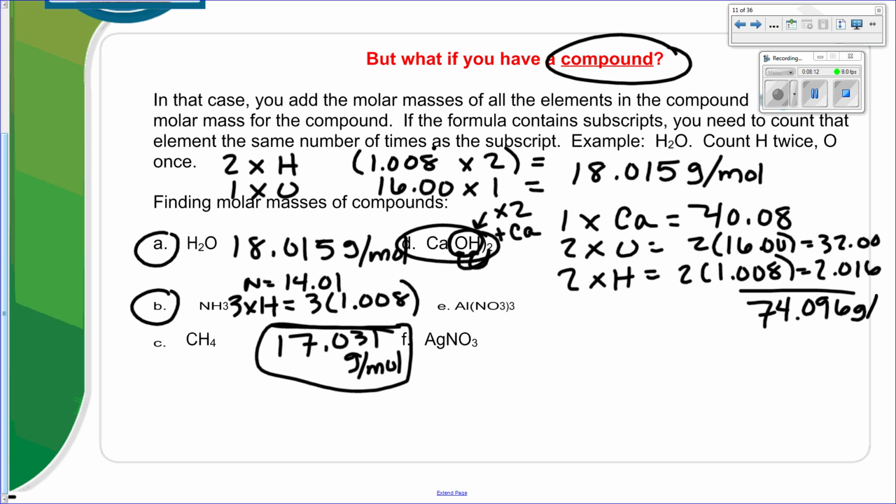74.096 grams per mole. Sorry about that. There we go. And you can do this for any compound, no matter how complex, no matter how long, no matter how many elements are in there. You just take it one piece at a time, break it down, and add up the molar masses of each individual element.